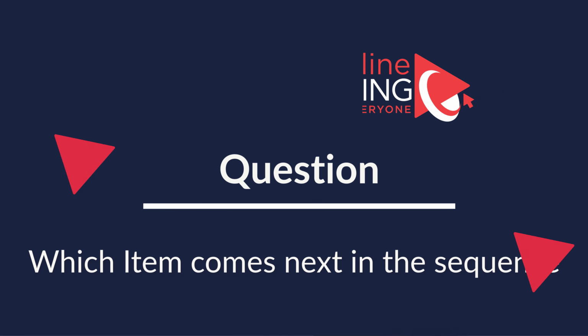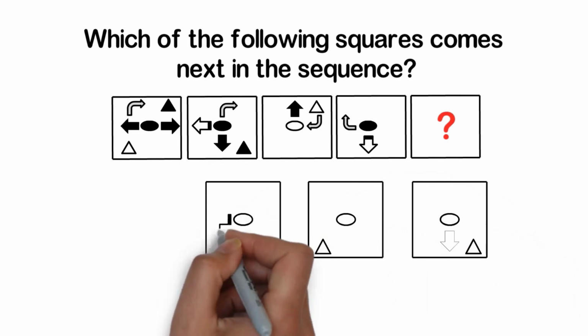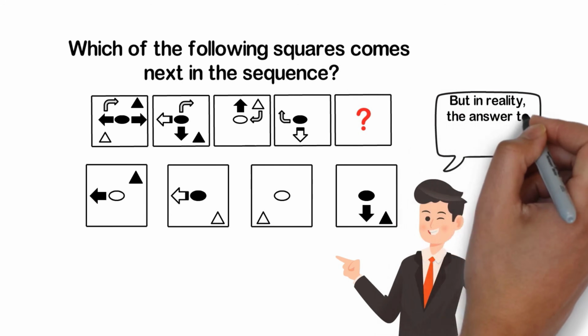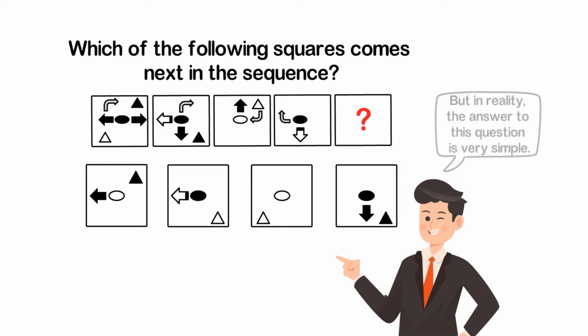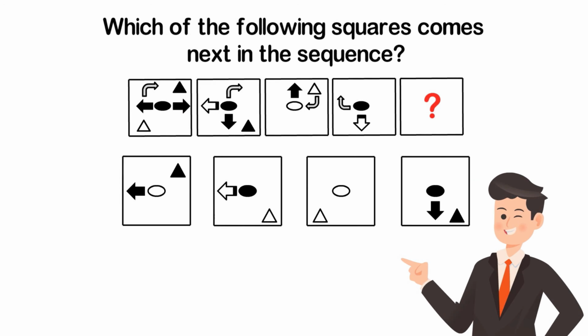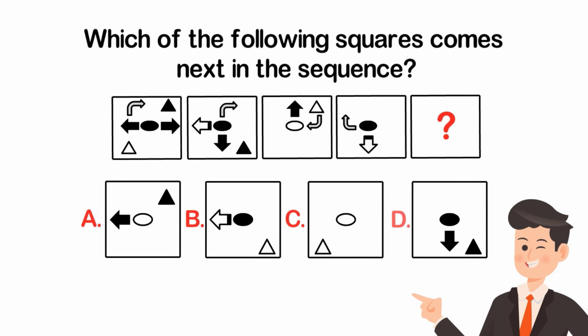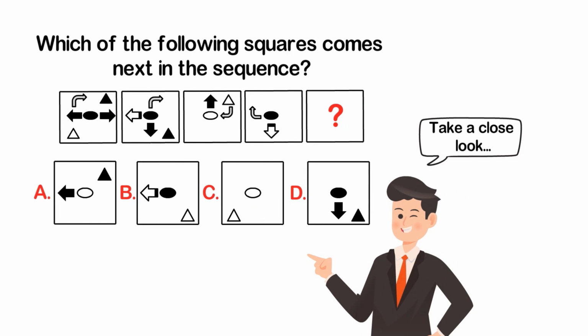Here's the question that on the surface seems very, very hard to solve. But in reality, the answer to this question is very simple. You're presented with 5 different squares. Squares 1 through 4 have shapes inside, and you need to determine the missing square 5. You're presented with 4 different choices, A, B, C, and D. Take a close look to see if you can come up with the correct answer.